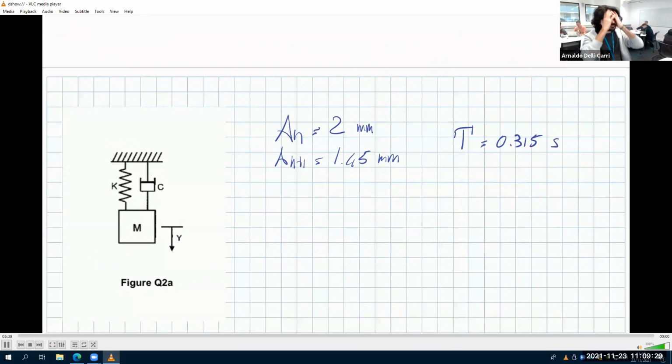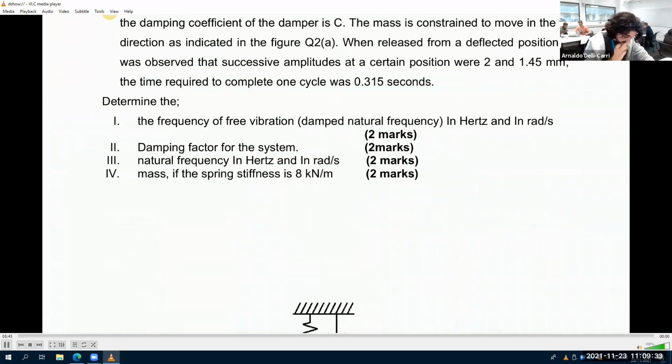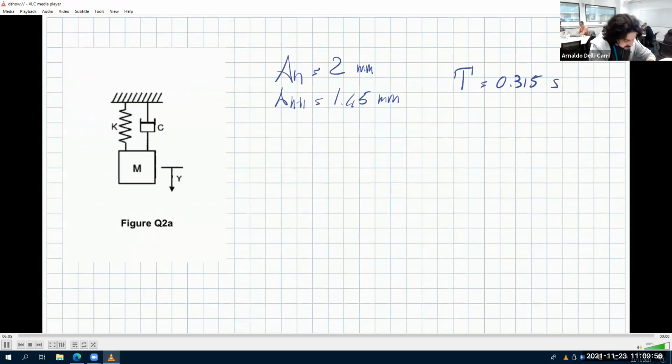Now, what do we want to find? We want to find the frequency of free vibration, so the damped natural frequency in hertz and radians per second, the damping factor, the natural frequency of the system, so not the damped natural frequency, the undamped one, and the mass if we are given the spring stiffness as 8,000 newtons per meter. So let's also say that K is 8,000 newtons per meter.